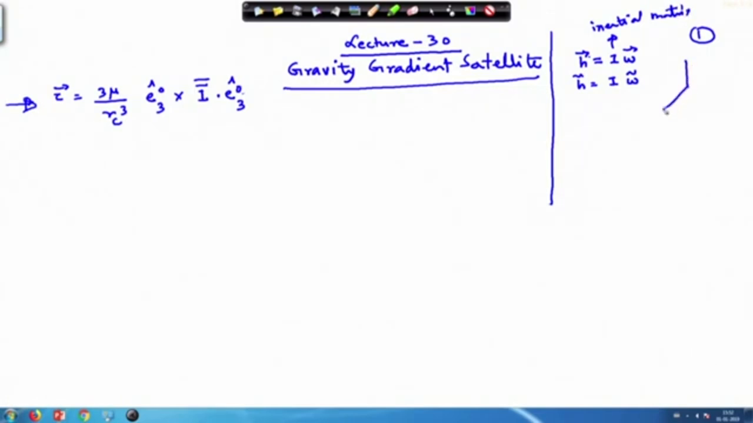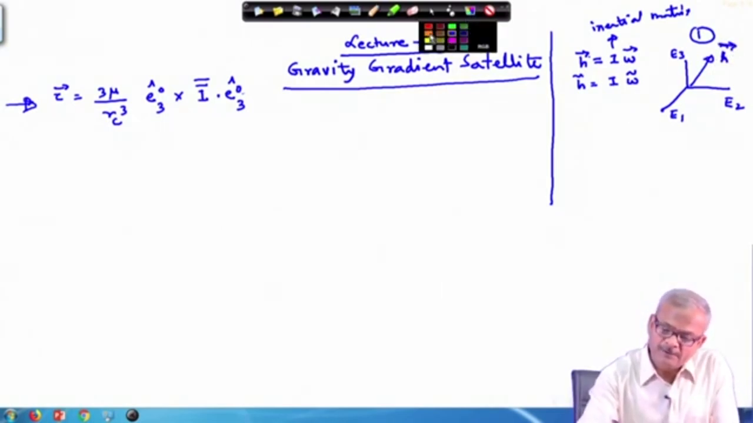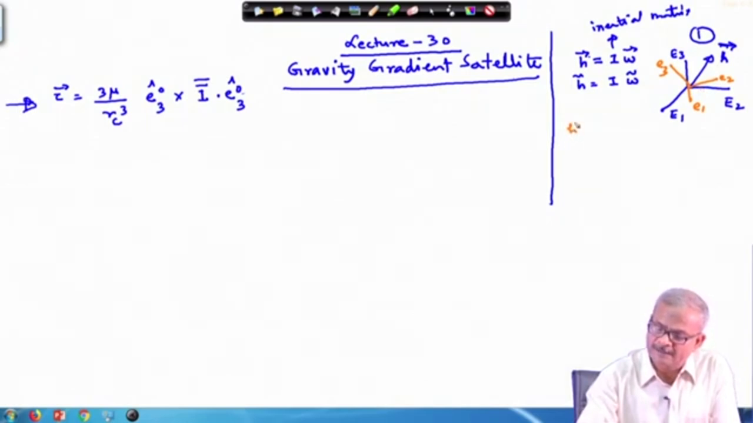Now, assume that first we have expressed this in one frame, which is E1, E2 and E3, and in this frame this is my H vector. Now, if I take another frame, small e1, e2, e3, this vector is not changing, but its components will be different in this small e frame. So there we write H tilde prime, in this frame shown in the orange color.